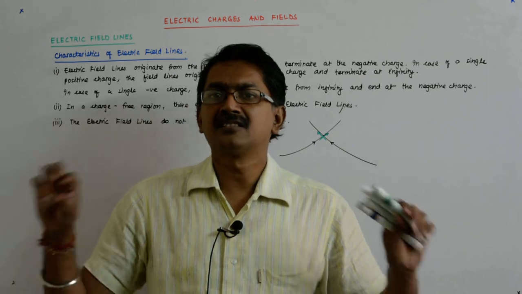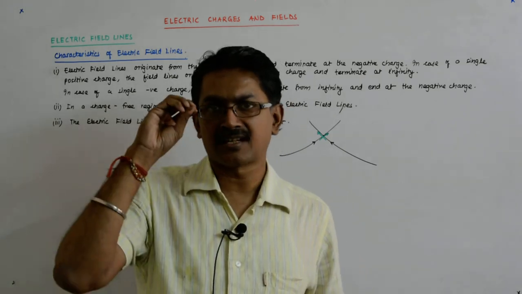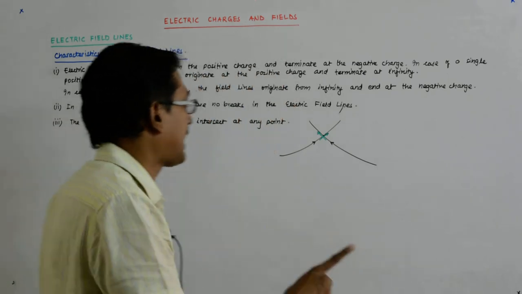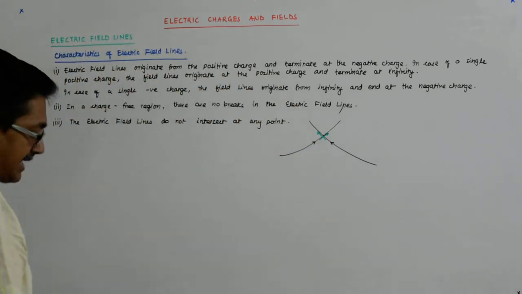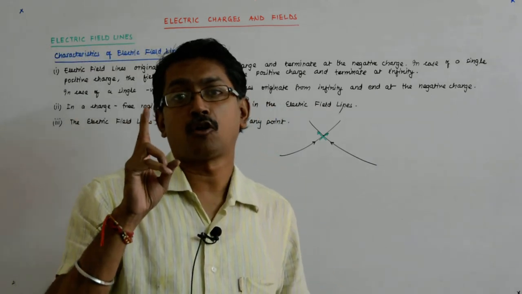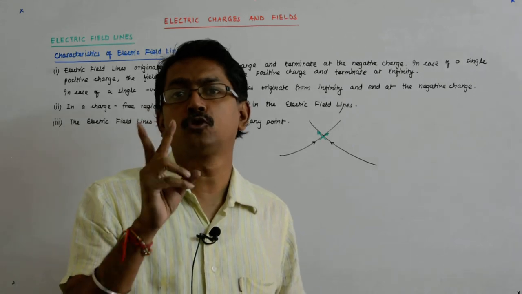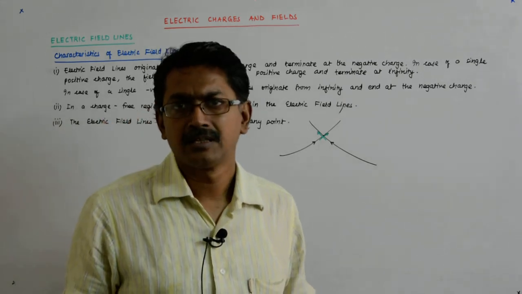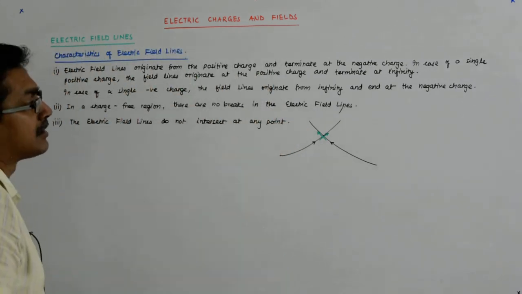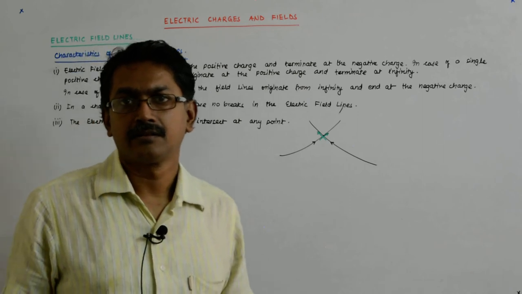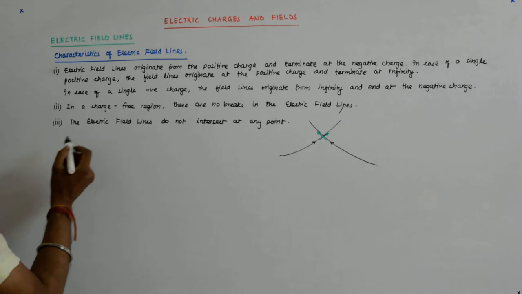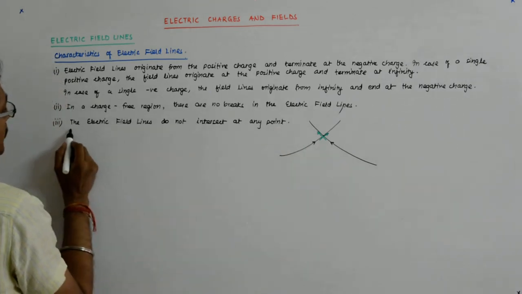Why? Because the charges are static. Their magnitudes are the same. They do not change their positions. So it just cannot have two vectors. The resultant at any point cannot be expressed in the form of two vectors. Absolutely not possible. So this intersection cannot occur technically. Understand? So we write they do not intersect at any point.